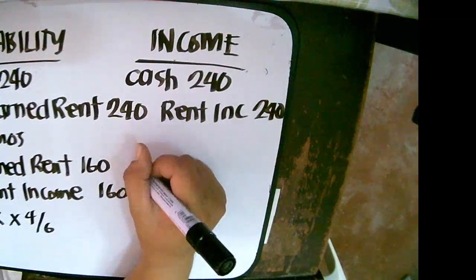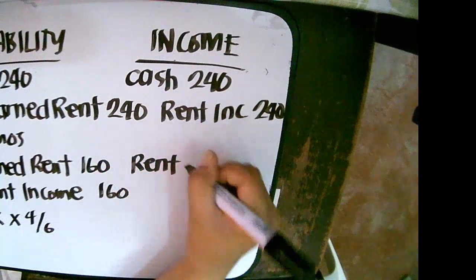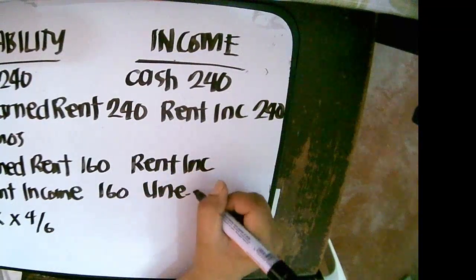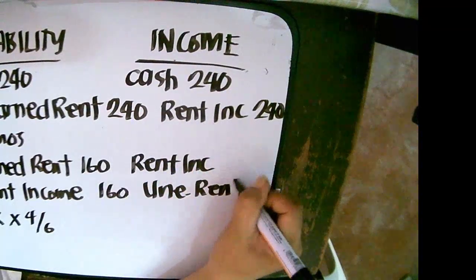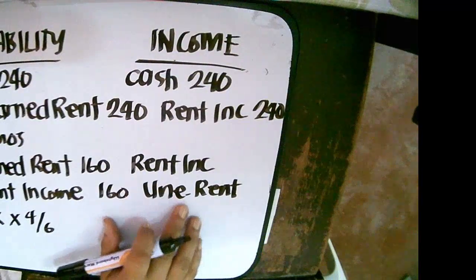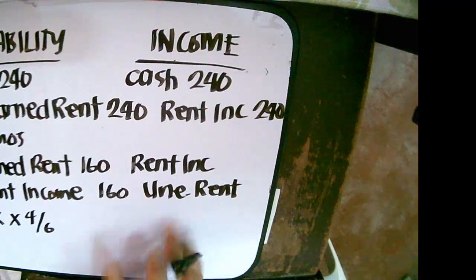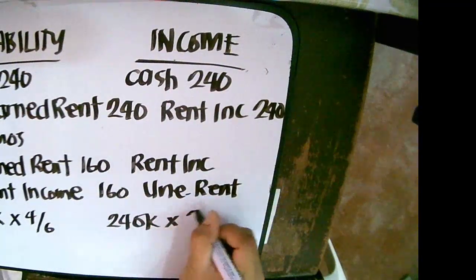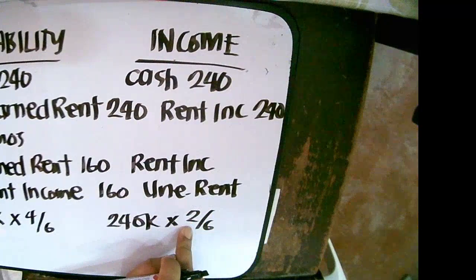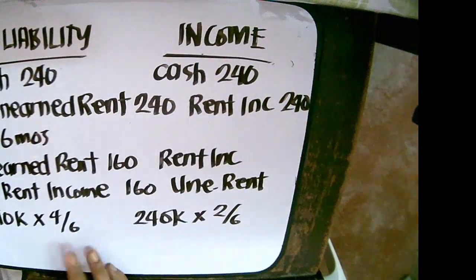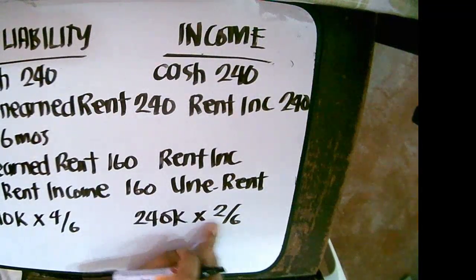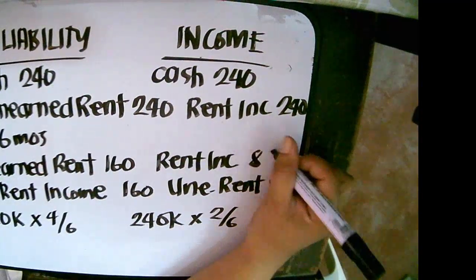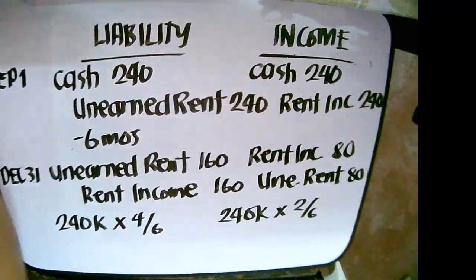So, debit tayo ng rent income. And then, credit tayo ng unearned rent. So, since ang ina-record natin is yung unearned rent, ito yung magiging solving natin. 240,000 times 2 yung remaining out of 6. Kasi nga 4 na yung na-earn. Sabihin 2 pa yung unearned. So, yung answer natin dito is 80,000 pesos.